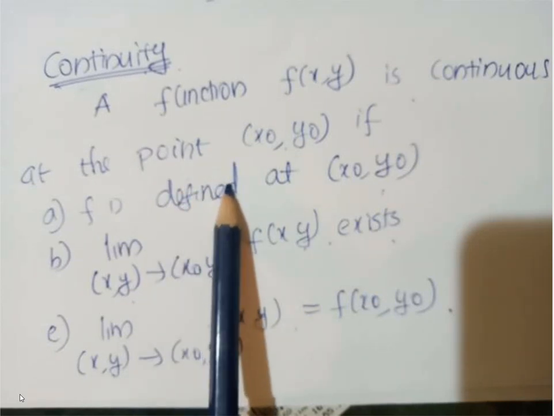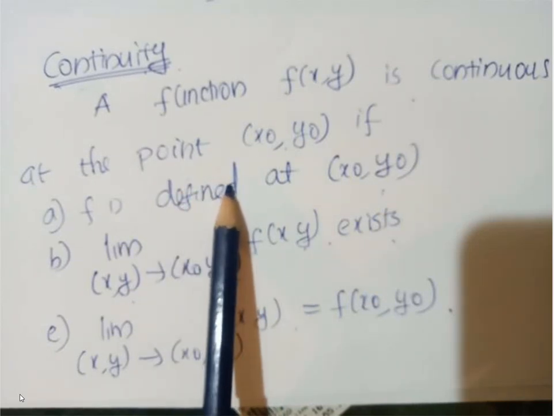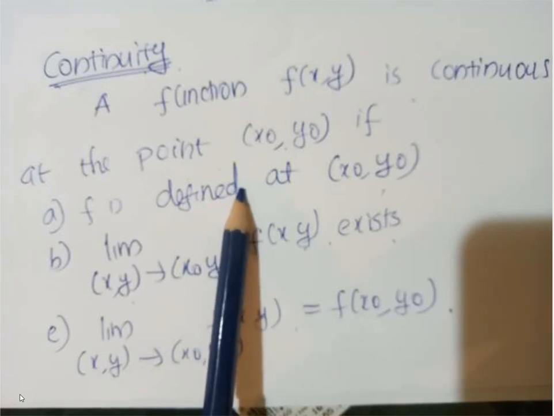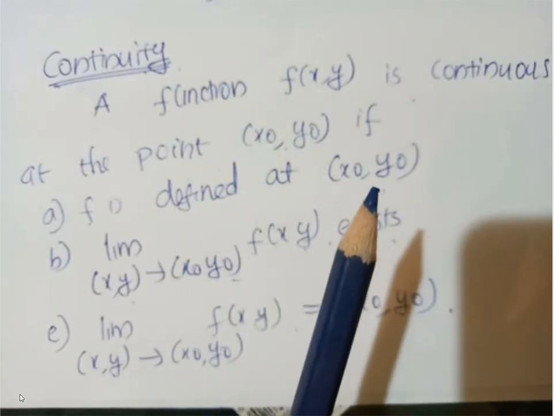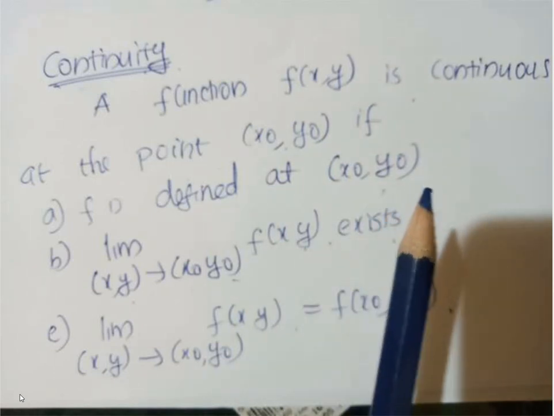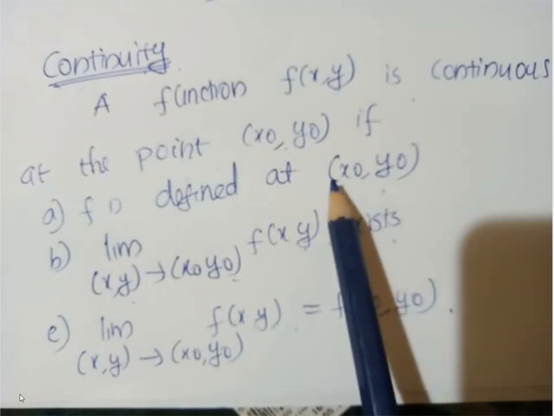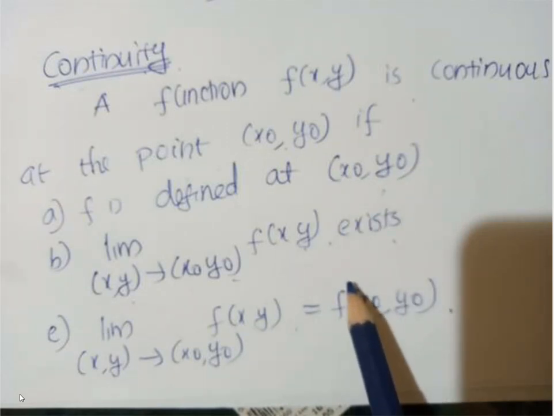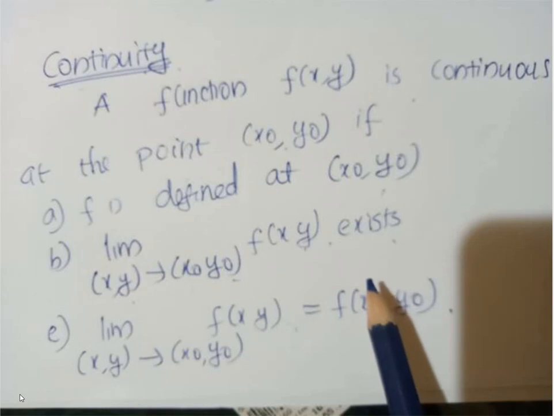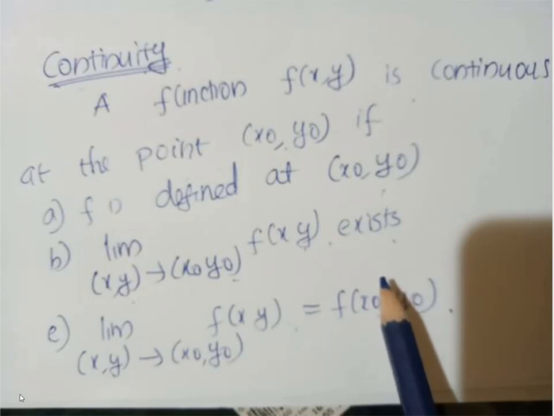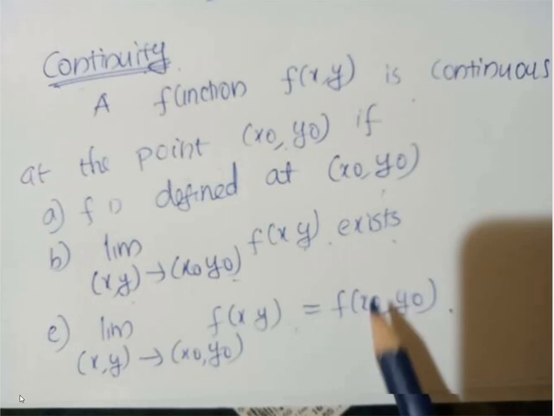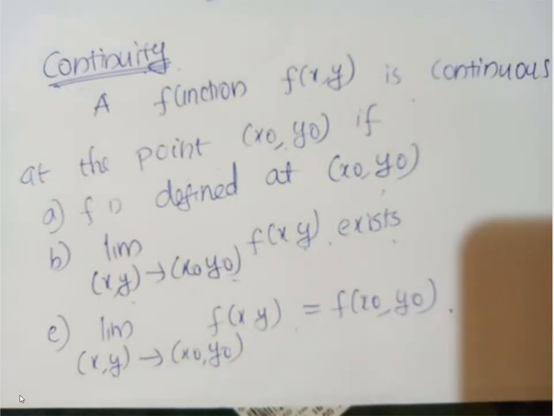Okay. And when you say that a function is continuous in the domain, take all the points in that domain, right? At each point in that domain, that function must satisfy these three conditions, right? Then we say that the function f of (x, y) is continuous in that domain. If a function is continuous at all points in that domain, then we say that the function is a continuous function, right?